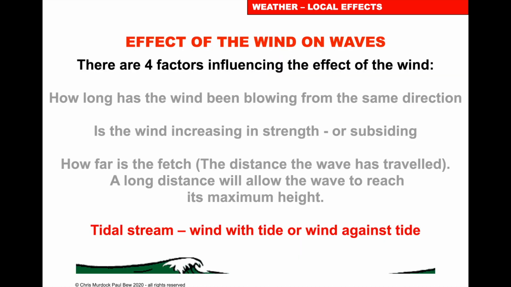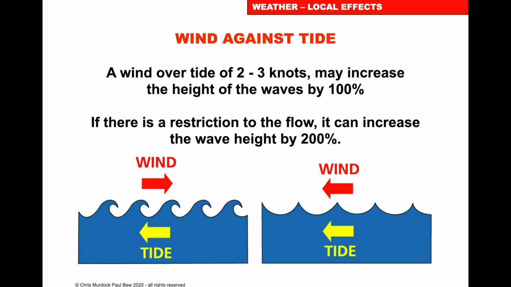So tidal stream. Tidal stream does affect the waves, and we've learnt that in Day Skipper. So wind with tide or wind against tide. A wind over tide of 2 to 3 knots may increase the height of the waves by 100%. If there's restriction in the flow, it can increase the waves by about 200%. So wind against tide can double the size of the waves.